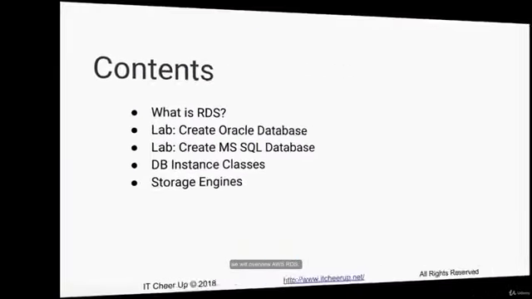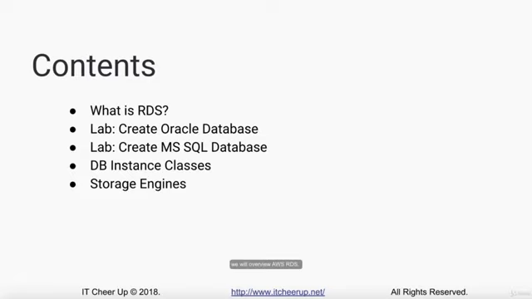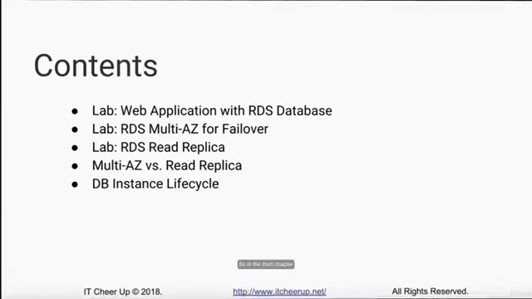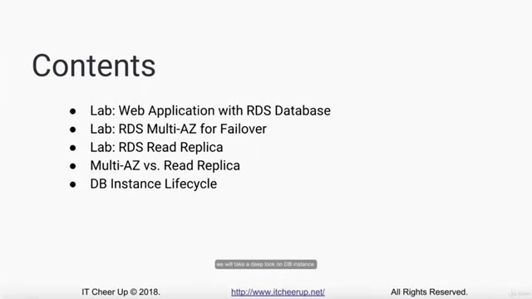So in the second chapter, we will overview AWS RDS. What is RDS? We will warm up with two laboratories, create Oracle database and create MS SQL database. Then I will explain the DB instance classes and RDS storage engines. DB instance is the basic building block of AWS RDS. So in the third chapter, we will take a deep look on DB instance life cycle.